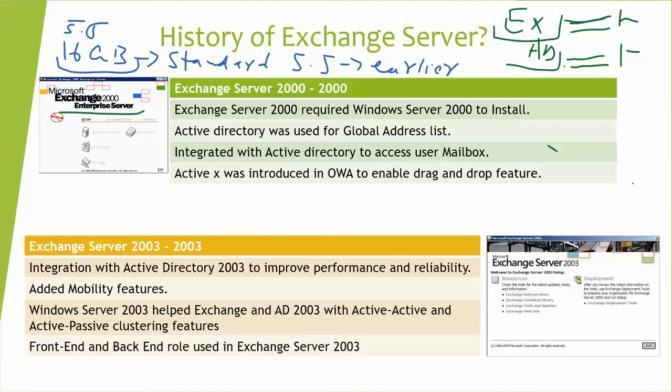So Exchange Server 2003 was able to run on Windows Server 2000 and 32-bit Windows Server 2003. This is a very important point to note. It was able to run on Server 2000 and Server 2003, but 32-bit. It was not capable of running on the 64-bit version of Windows Server 2003. One of the good features of Exchange Server 2003 was improvements in integrating with Active Directory to improve performance and reliability.